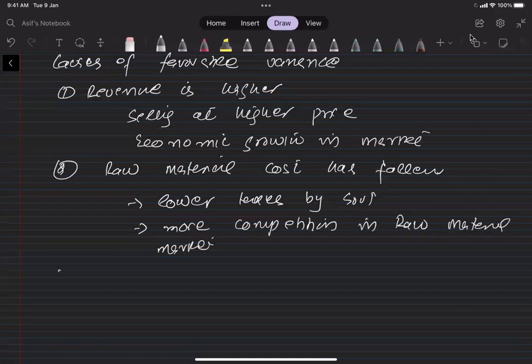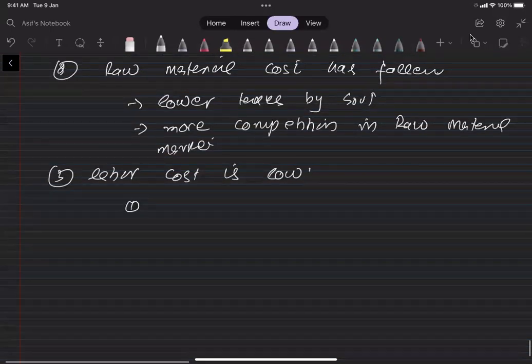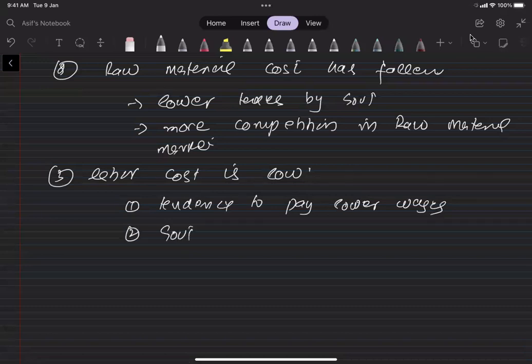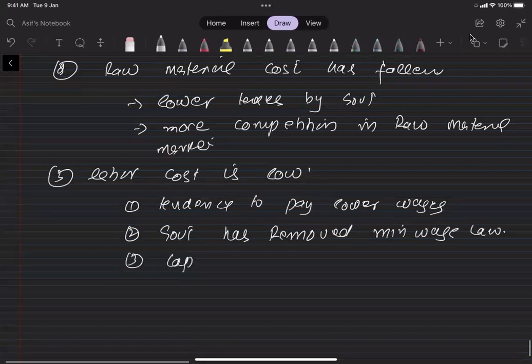Labor cost is low because there is a tendency to pay lower wages, or the government has removed the minimum wage law, or the business has opted for a capital intensive technique in which the labor cost is low because you do not have to pay a salary to the capital.